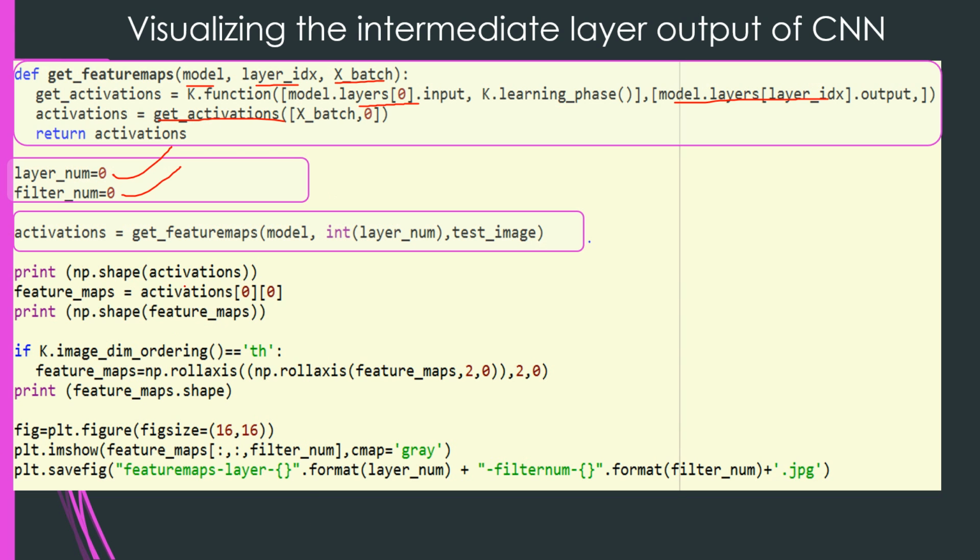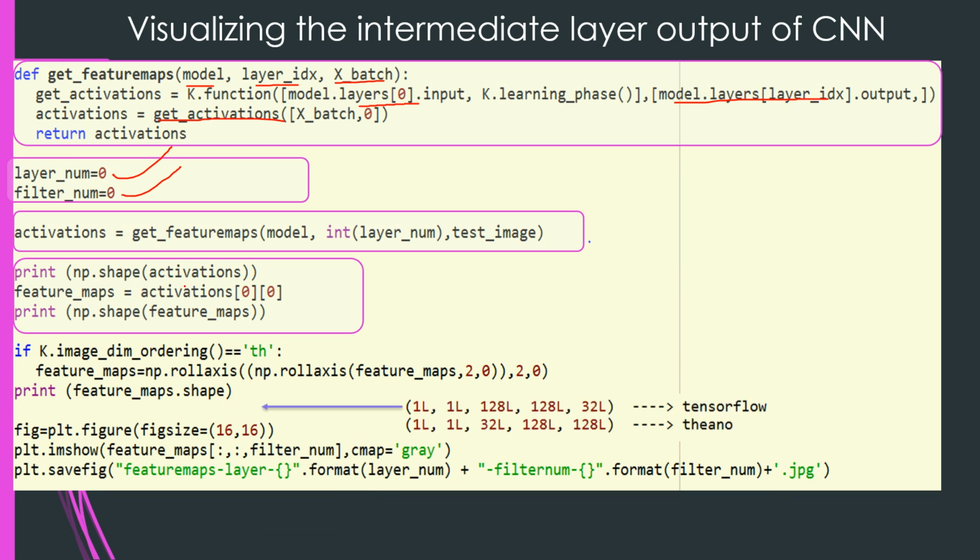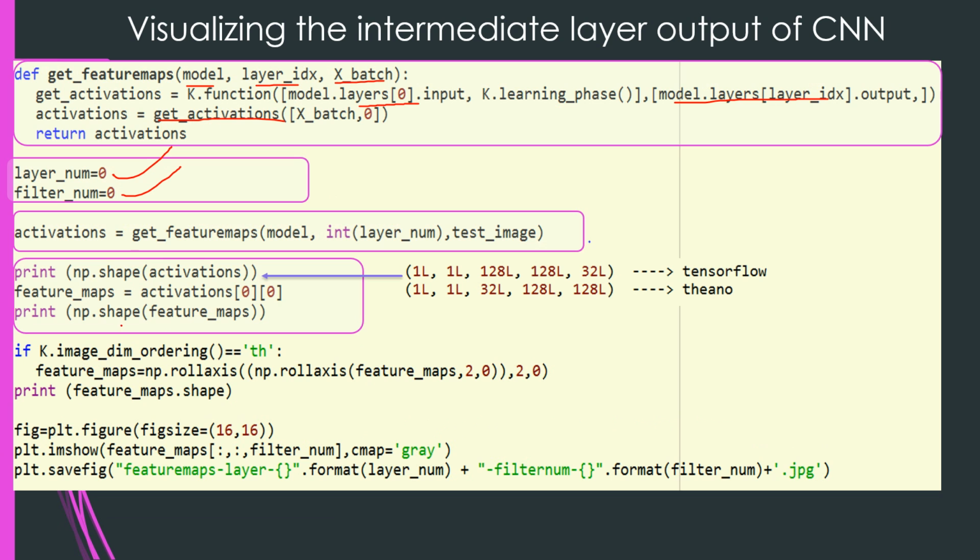So you can see that when you call this function, the activation which it returns will be of this shape. If you remember, the number of filters in the first convolution layer, which is layer number 0, was 32. So the depth, or number of channels, in this convolution layer becomes 32. For TensorFlow it will come like this, and for Theano it should come like this, with the number of channels first.